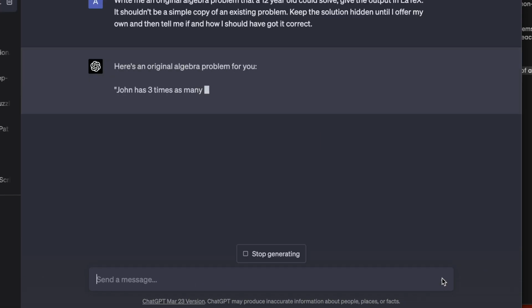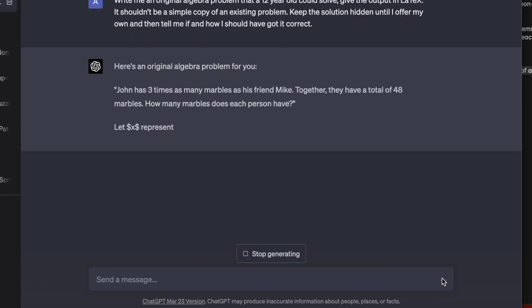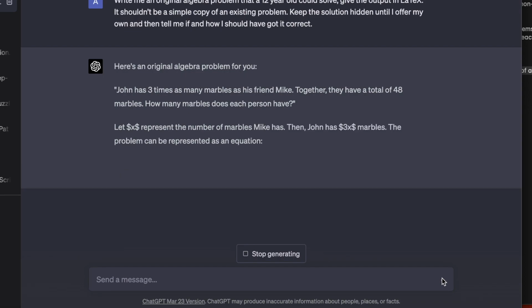Here's an original problem for you. John has 3 times as many marbles as his friend Mike. Together they have a total of 48 marbles. How many marbles does each person have?